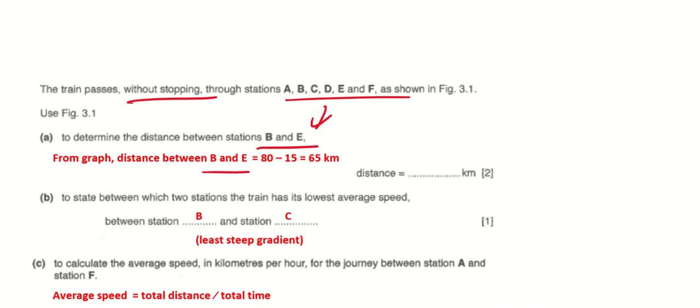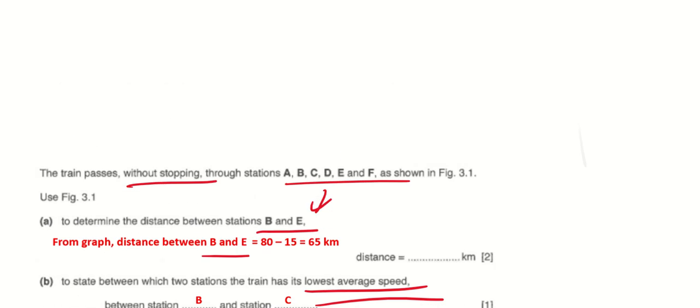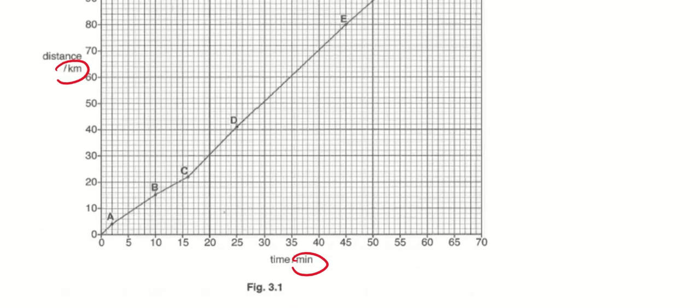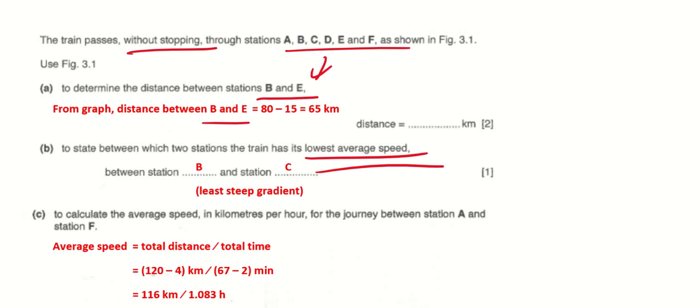Now, state between which two stations the train has its lowest average speed. So the gradient is representing speed, right? As long as you find the least steep gradient, which is between B and C. So how do I determine? I can actually use a ruler to put against the line and see where we have the least steep gradient, and that will be our answer.